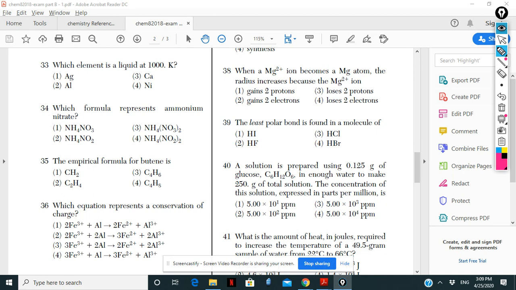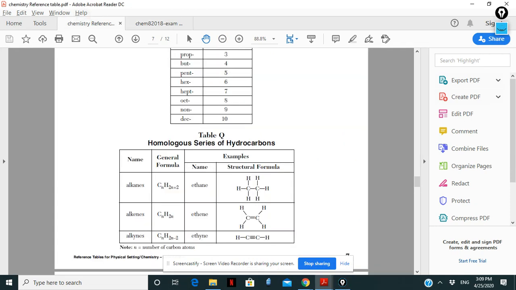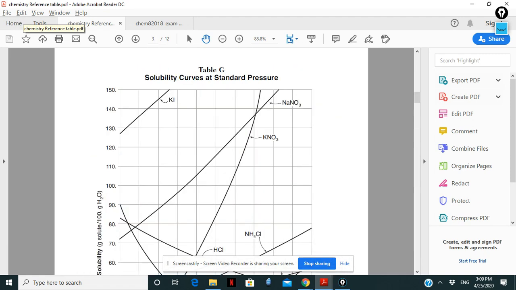Magnesium positive 2 ion: when magnesium becomes magnesium positive 2, the radius decreases. So I'm looking for the magnesium.